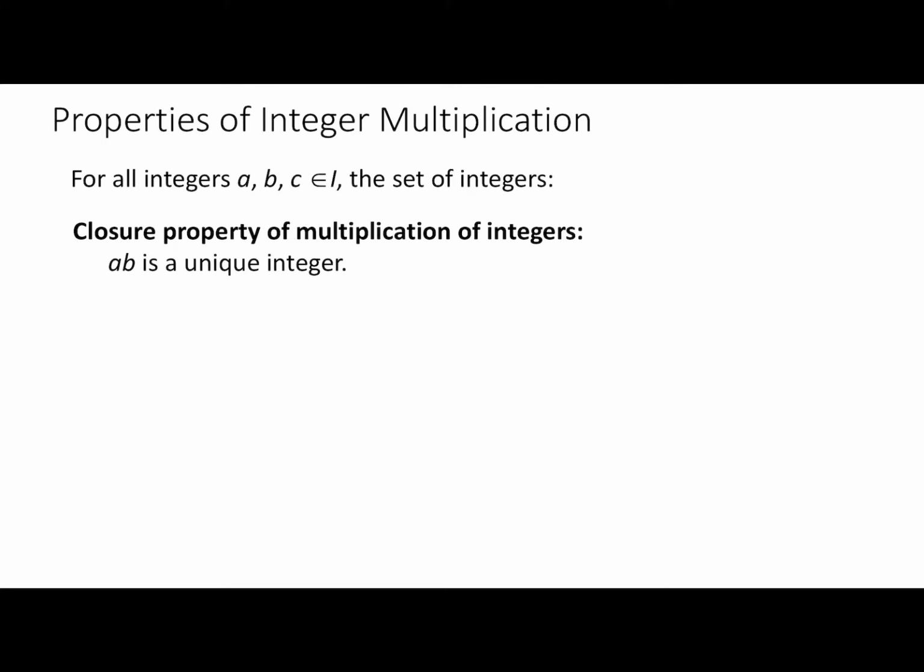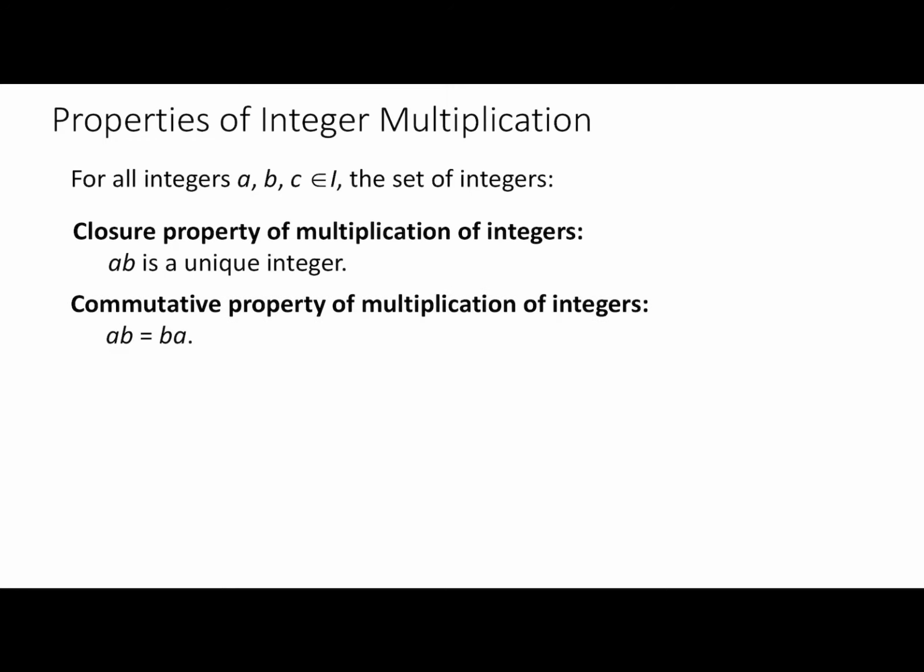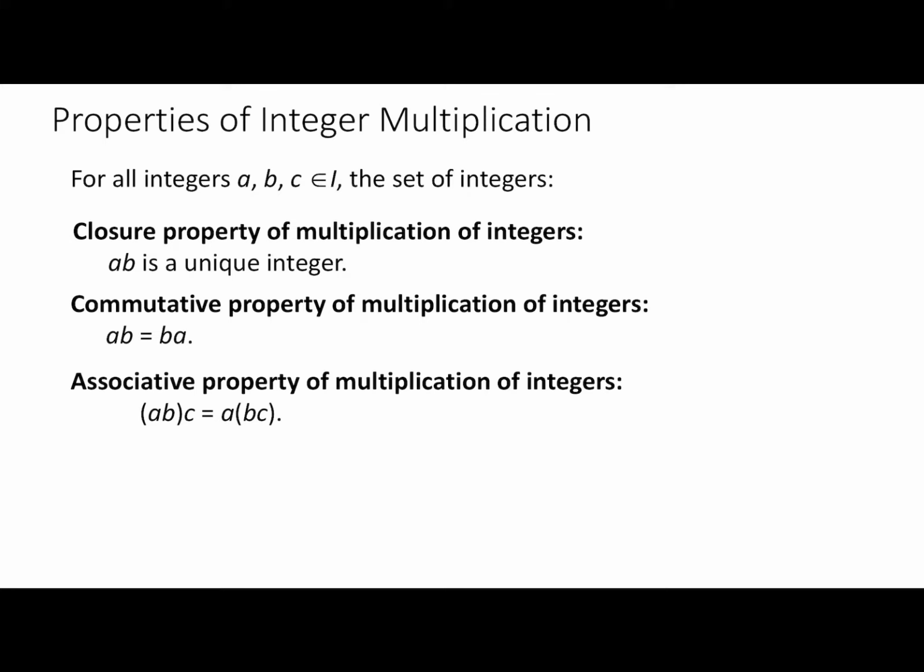We have some properties of integer multiplication. These should look similar to the properties that we saw with whole number multiplication. So if I have integers a, b, and c, then a times b is a unique integer. That's the closure property of multiplication. Multiplication is commutative over the integers, so a times b is the same as b times a. It's also associative, so I can first multiply a times b and then multiply by c, or I could first multiply b times c and then multiply a times the quantity b times c.